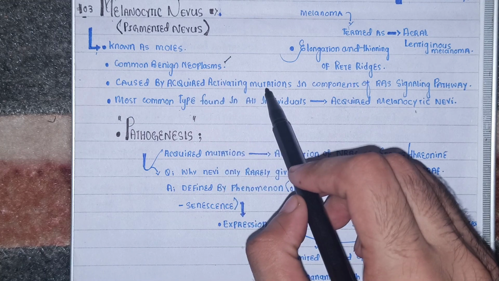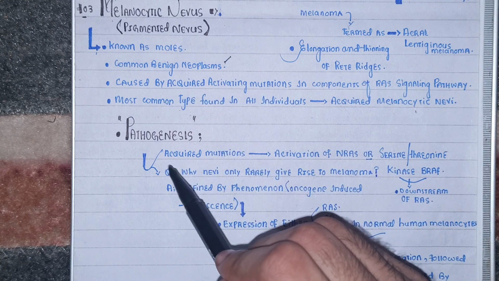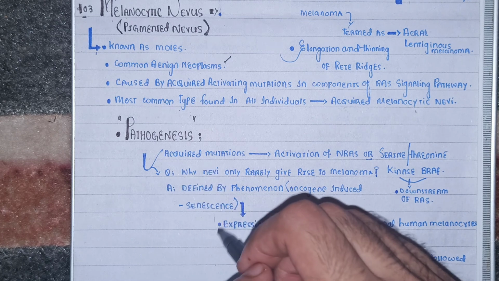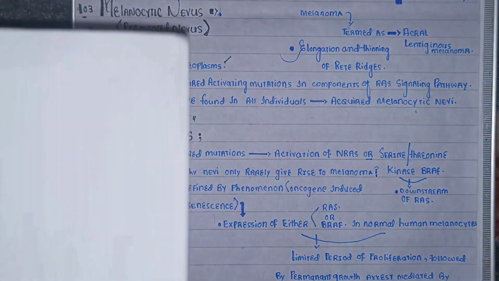There may be acquired mutations, maybe inherited mutations, but the most common are acquired mutations. Okay, mutations in what thing? I will talk about that in the pathogenesis part for sure. Okay, let me quickly tell you what happens.